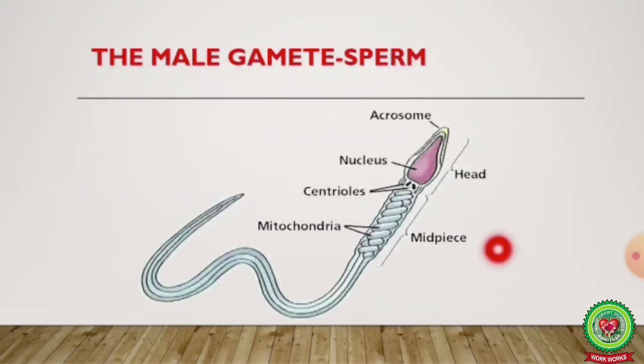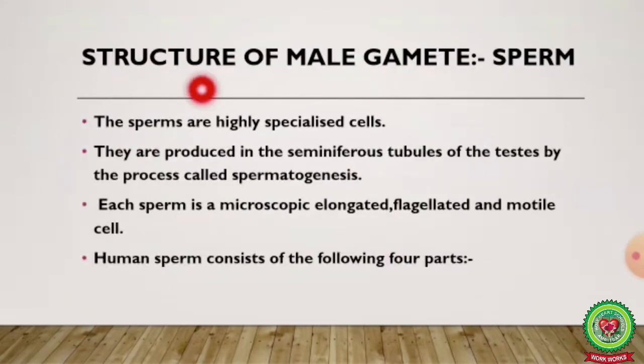So, the first topic is male gamete or sperm. This is the generalized structure of the male gamete, that is sperm, which contains a head part, the middle piece and the tail portion. Structure of male gamete, sperm.